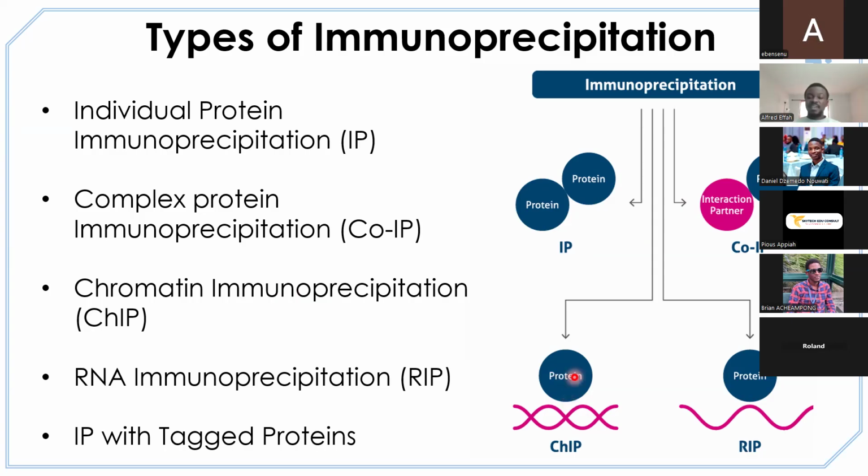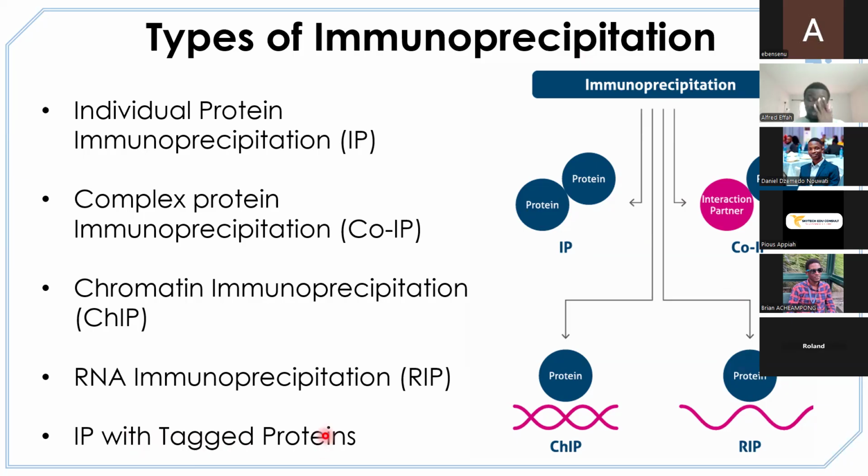And then in the end, we are able to tell that yes, when we take this sequence, this protein was binding at this site. What if the protein is also an RNA binding protein? If it is binding to a particular RNA, we can do RNA immunoprecipitation, which is this one. And so that is basically all about immunoprecipitation. And there's one that we call IP with tagged proteins.